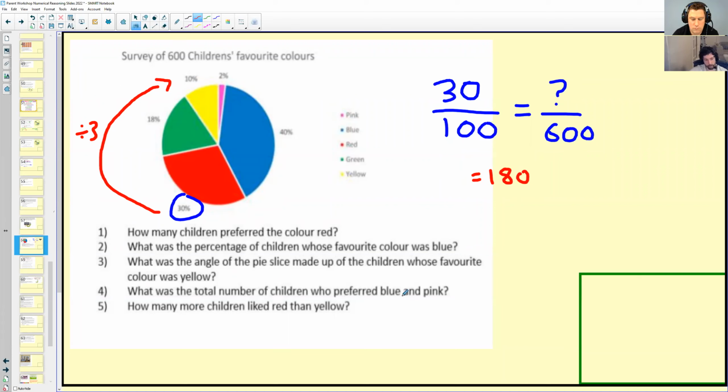Total number who preferred blue and pink, adding them together. So again, really from here, most of the questions are just manipulating that. And so what the training then becomes is doing that in the most efficient way possible without resorting back to the beginning every time. And I think that's just something to highlight.